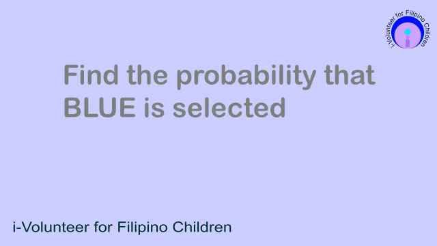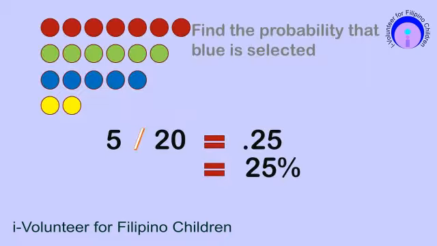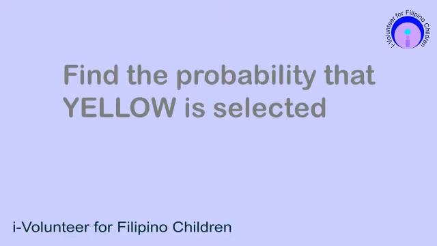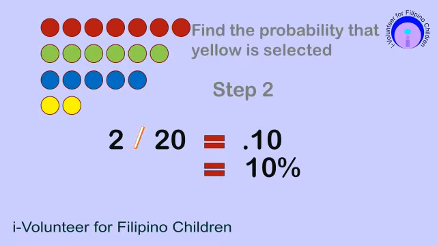For the next question, what is the probability or chance of blue to be selected? The chance of the blue marble is 25%. Next question, what is the chance of the yellow to be selected? The number of yellow marbles, 2, divided by 20 is equal to 10%. The chance of not being selected is 90%.